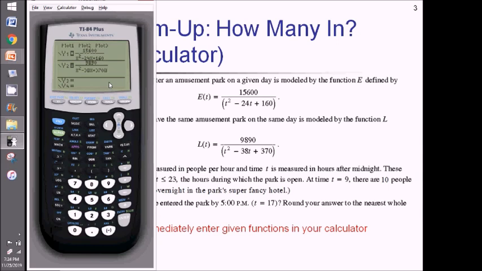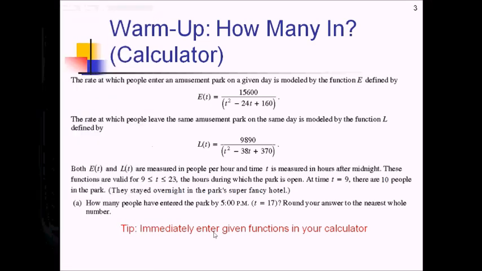So here we go. I've entered these under y1 for the E function and y2 for the L function. Now, what do we do with all this? Well, if I want the total number of people who have entered the park, I'm accumulating people entering. Since I have a rate at which people are entering, I can figure this out by taking an integral of this function. Now, what time period should I use? Well, 17 is definitely going to be my upper limit for this total number of people entered integral.